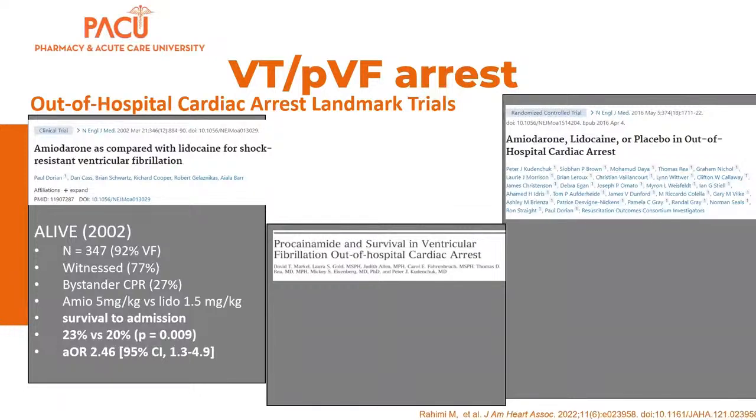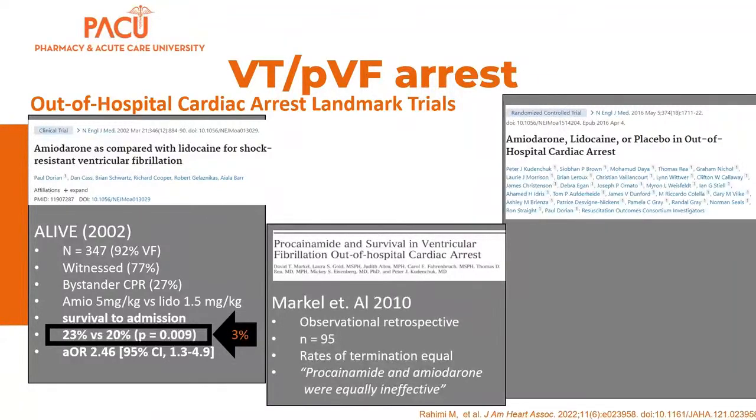They found that with amio, 23% of patients survived to hospital admission versus 20% with lidocaine. This was statistically significant with an odds ratio of 2.5 times. Remember this in a minute. We'll talk about this. There was a 3% difference here in the two drugs that they studied, to survival to admission. We'll come back to that when we look at the ALPS study a little more.